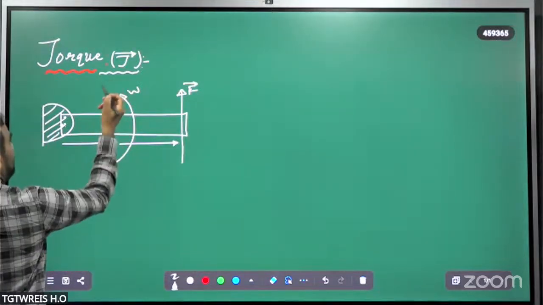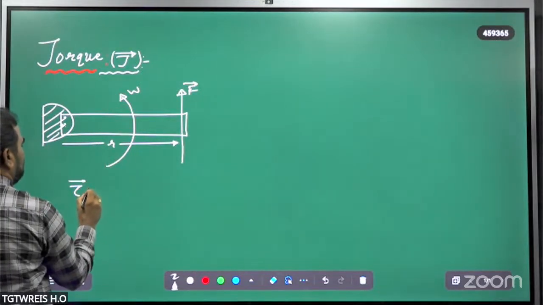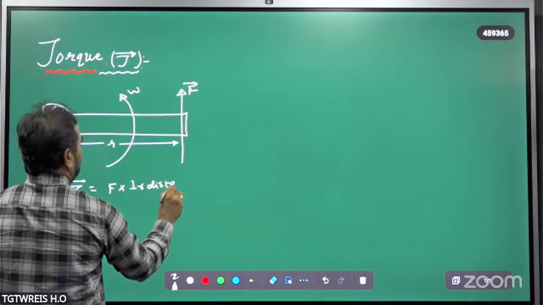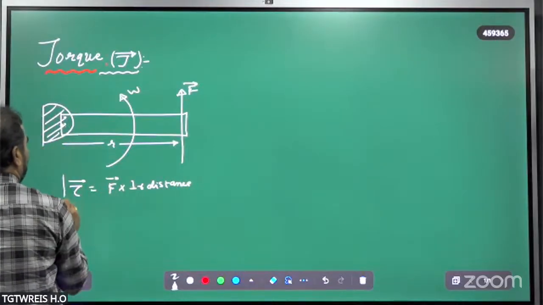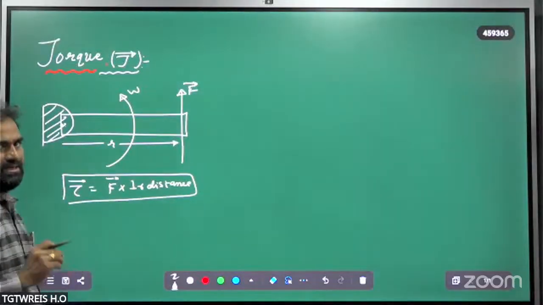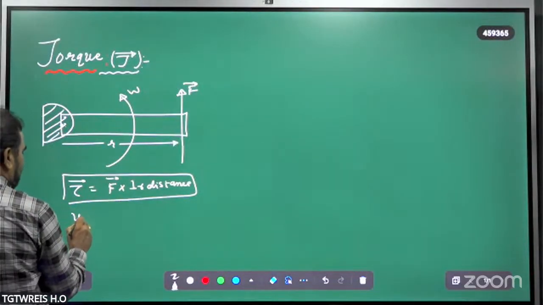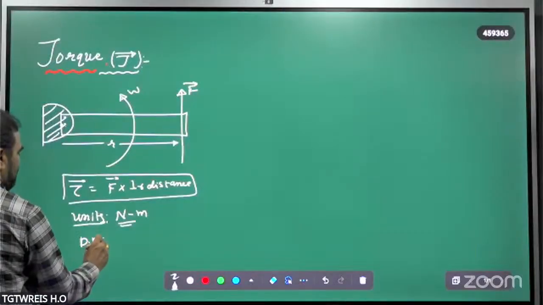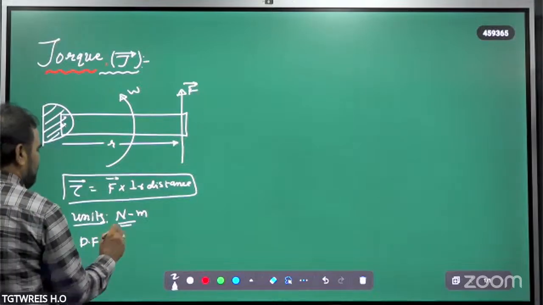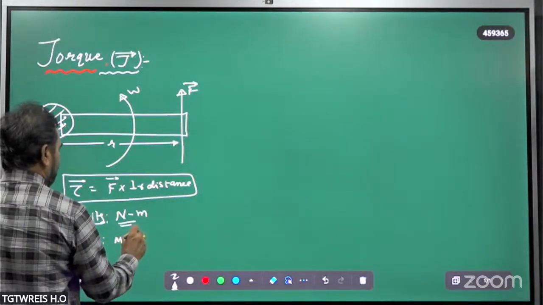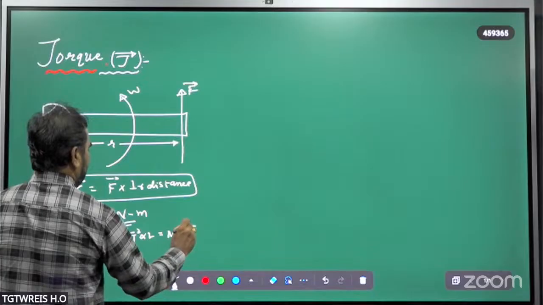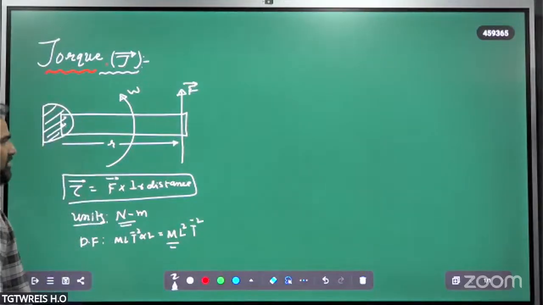It is generally represented by torque tau is equal to force into perpendicular distance. So what are the units of torque? Units are Newton meters. And the dimension formula: the dimension of force F is equal to MA, that is M L T power of minus 2, so the dimension formula of torque is M L square T power of minus 2.